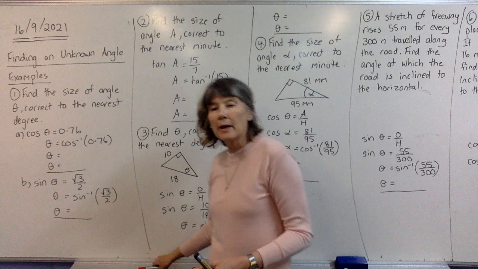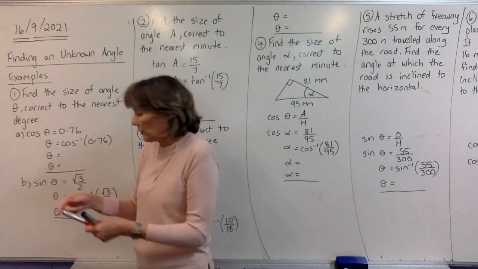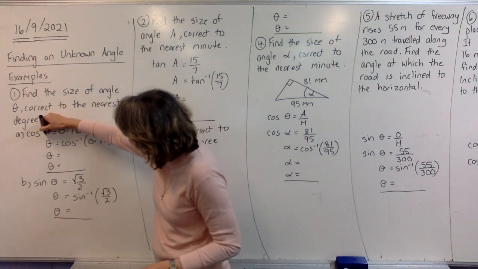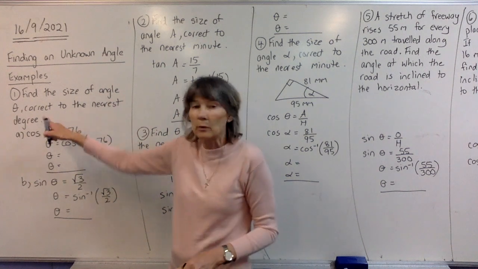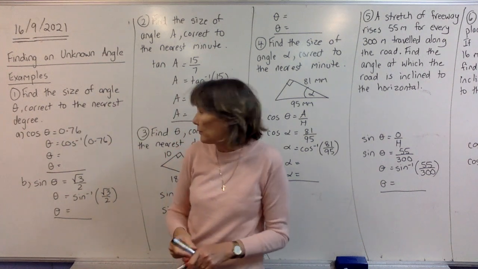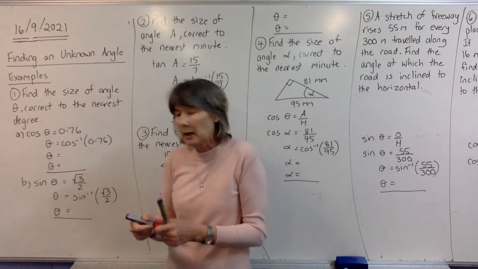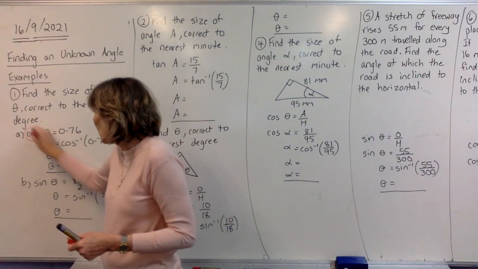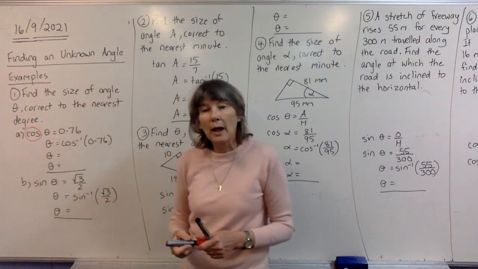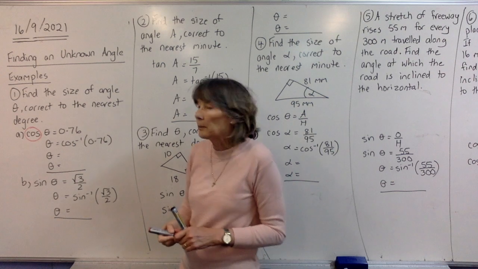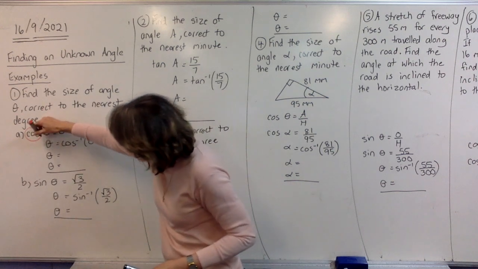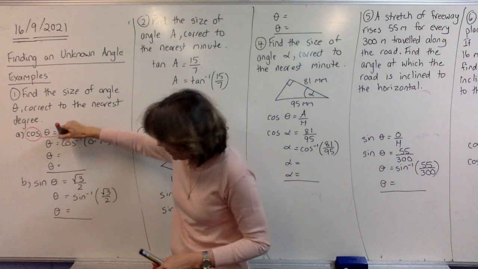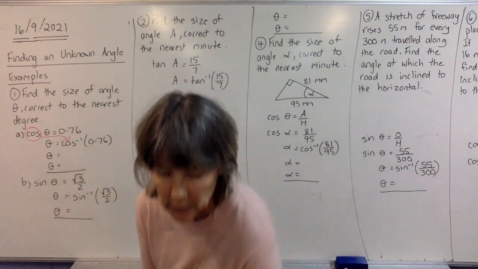Alright, so it's like any other equation. You've got to get the theta that we're looking for. It says find the size of angle theta, and that's what we're looking for. You've got to get the theta by itself. So to do that, you have to get rid of the cos. So you have to come to the other side and do the opposite operation of cos. And the opposite operation of cos is inverse cos.